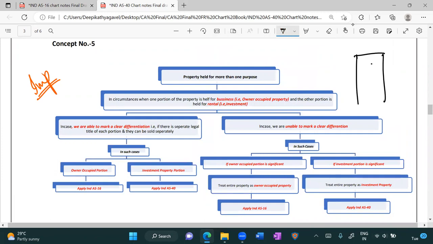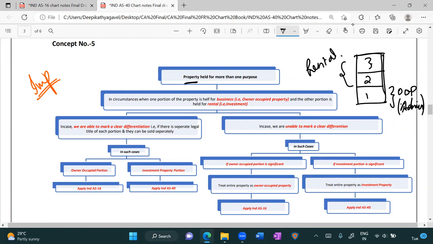Let's say I have a building which has 3 floors: the first, second, and third floor. The first floor I am using as an owner-occupied property, for my office admin. All my admin people, marketing, finance, sales, and all other teams will be sitting here. The building belongs to me. The first floor I am using for my admin purpose, so it is an owner-occupied property. The second and third floor are idle, so I have left them for rental. Now, this is one property which has more than one purpose.